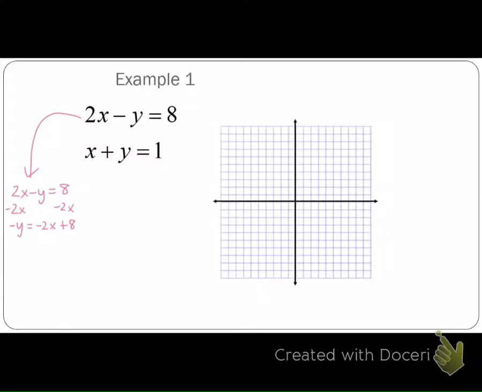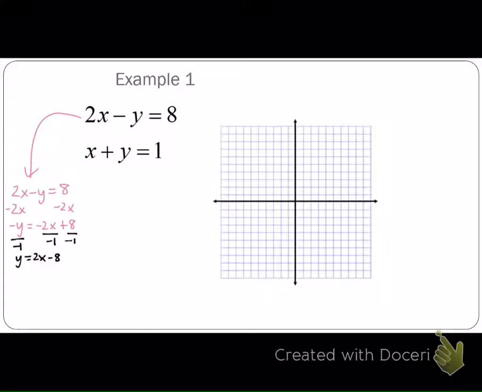Y can't be negative, so how can we get rid of the negative? Not just one, but what? Two negatives make a... We want it to be positive, right? So we need two negatives. So we want that to be a... Yeah, do you see that? Because then that makes the y positive. So we have y equals 2x minus 8. Yes, Emmy. Yeah, instead of dividing by negative 1. Yeah, that's the same thing.